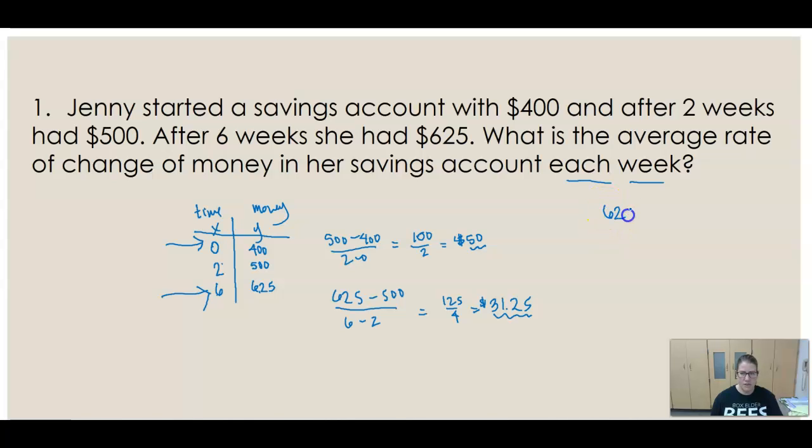So that would be 625, that's the amount she's ended with after 6 weeks, minus 400, divided by 6 minus 0. So this would be 225 over 6, which is equal to $37.50. So overall, if we're taking the whole time period into consideration, she's contributing on average $37.50 per week. Okay, even though initially she was adding more per week than she was later.